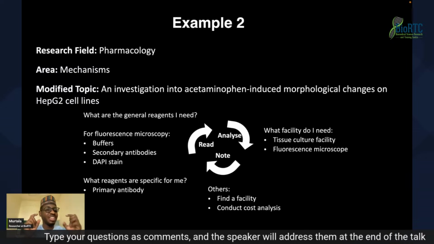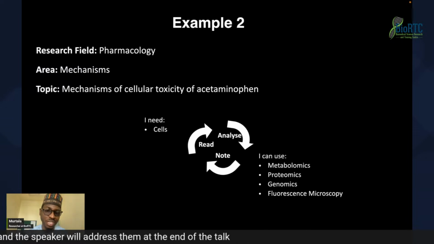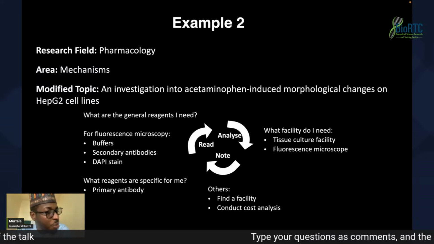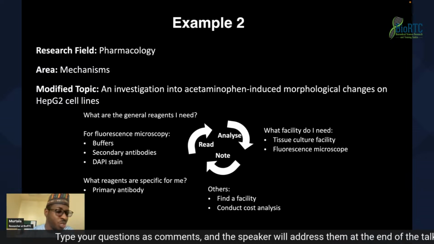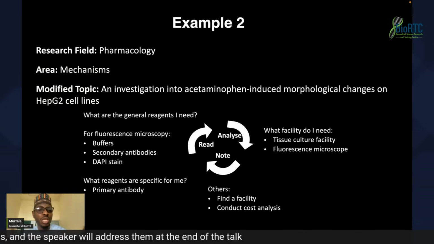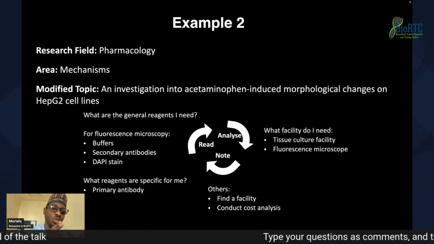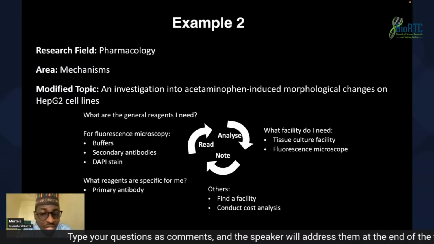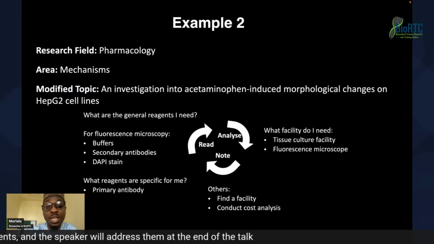So you see now that this topic carries more information compared to just mechanism of cellular toxicity of acetaminophen. I have not even gone to the laboratory, but I know that I have excluded a lot of things. I'm not going to use metabolomics. I'm not going to use proteomics. I'm not going to use genomics. I'm going to use microscopy only to see what are some of the changes induced in cells that are exposed to acetaminophen. So this topic is more informative. The moment you send it to anybody who wants to help you design or perform your experiment, they know exactly what you need, what you want to do.